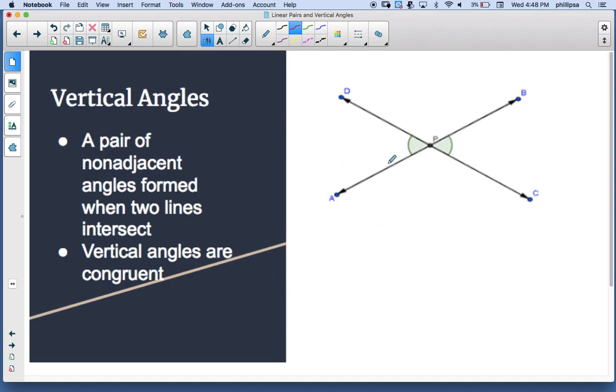So if you take a look, I have angles for quick reference. I'm going to just number some angles here.